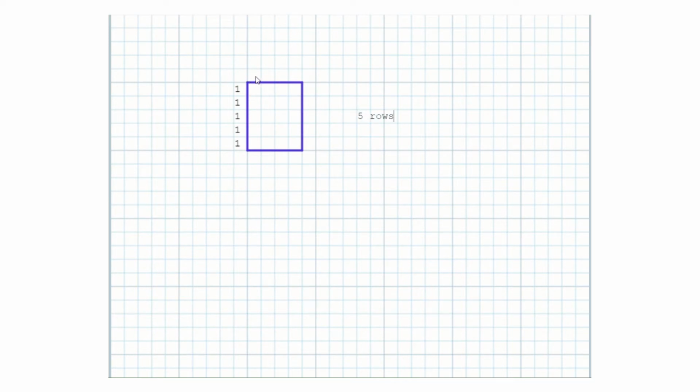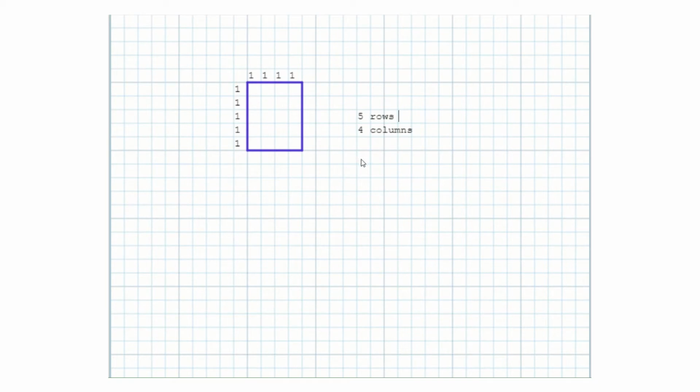And now think to ourselves, how many columns are in this rectangle? Well, here's one. Here's one. Here's one. And here's one. There's 4 columns. In each row, there are 1, 2, 3, 4 squares. In each column, there are 1, 2, 3, 4, 5 squares. Notice the number of squares in each row matches the number of columns. The number of squares in each column matches the number of rows. We can remember that from arrays.